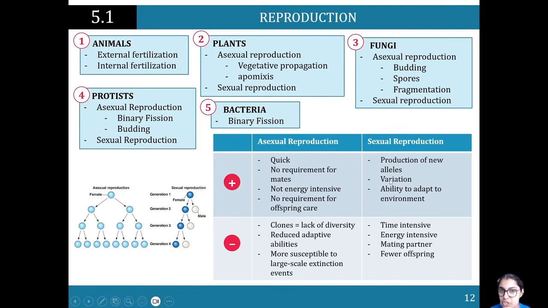The advantages of sexual reproduction are that it leads to the production of new alleles, which then also contributes to variation, and it gives individuals the ability to adapt to their environment and hence aid in natural selection.